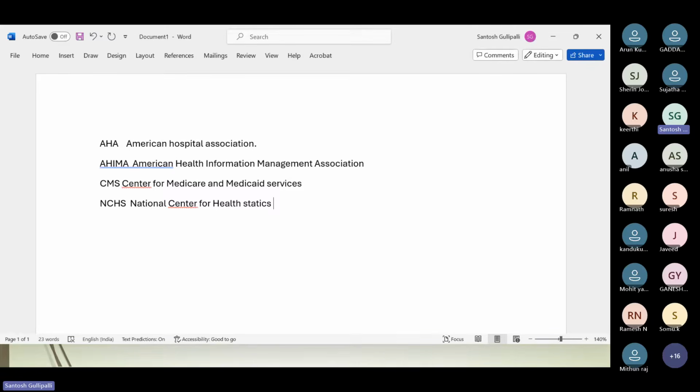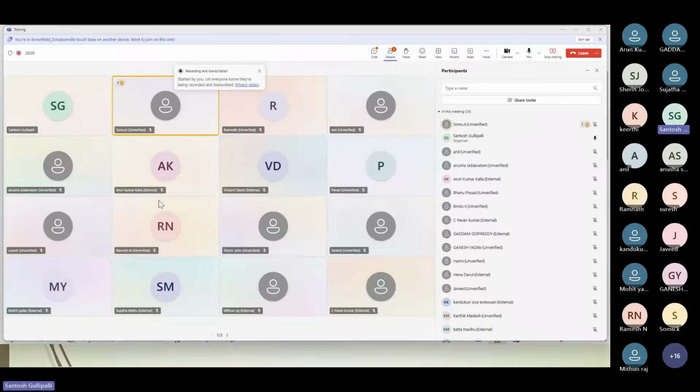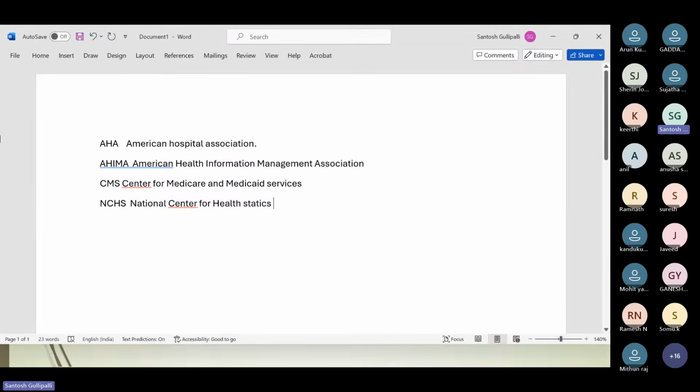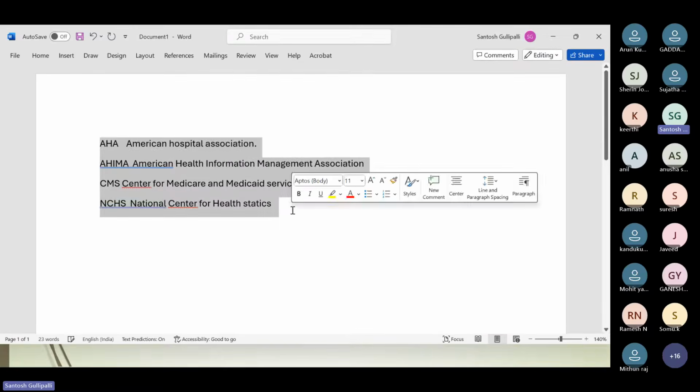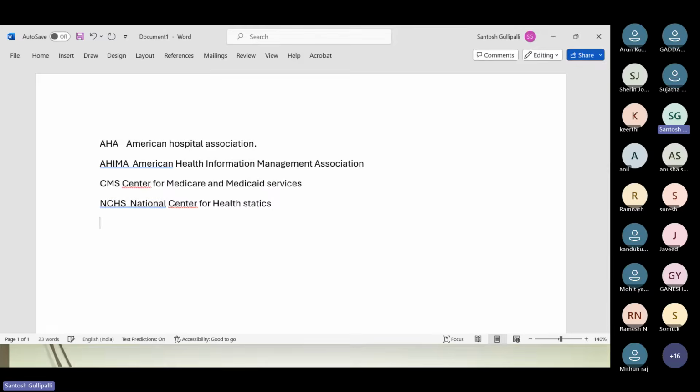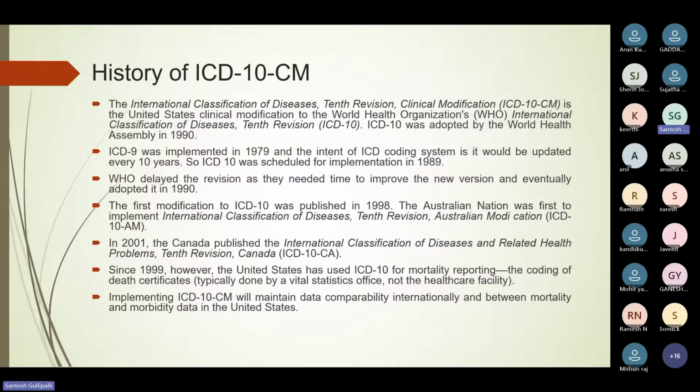Coming to ICD-10 CM, the basics. Finally, these four cooperative bodies are under the control of WHO, the World Health Organization.